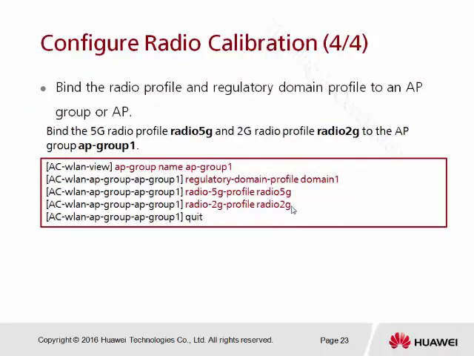After we finish all those configurations, don't forget to create the AP group. AP group, give the name. Right here, I will use the regulatory domain profile and give it a name, domain 1. After that, bind the profile that we created previously, like the radio 2G profile. The name I used just now was radio 2G.